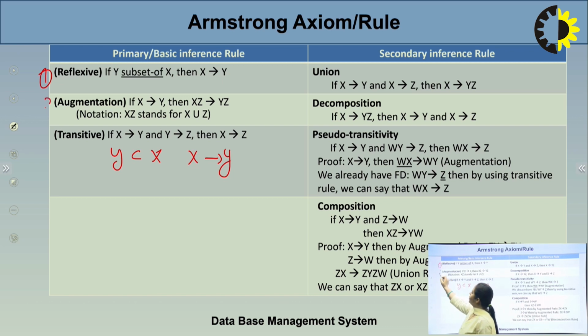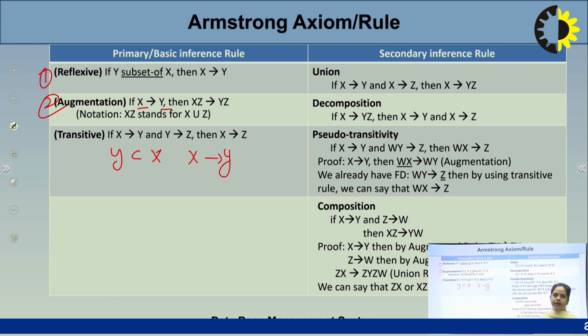Next is your augmentation rule. If X tends to Y, then XZ tends to YZ. It means adding an attribute on the left or right hand side does not affect the functional dependency.